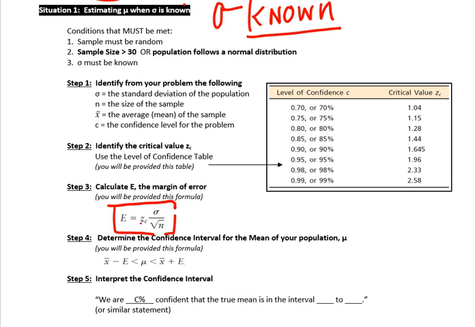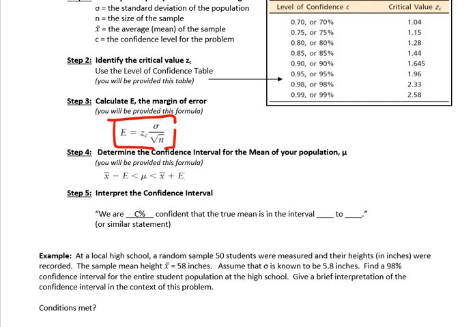You're going to get that critical value off of the confidence table that's in the corner of your z table. So for example, if you know that the confidence level is 80%, then you would make your z 1.28. Once you've got your error, you add and subtract it from your average estimate to get your confidence interval.